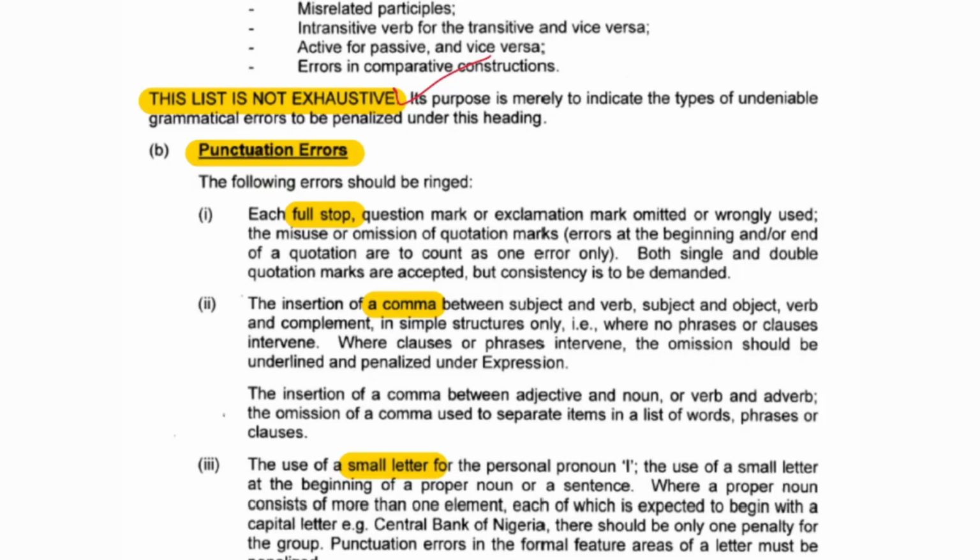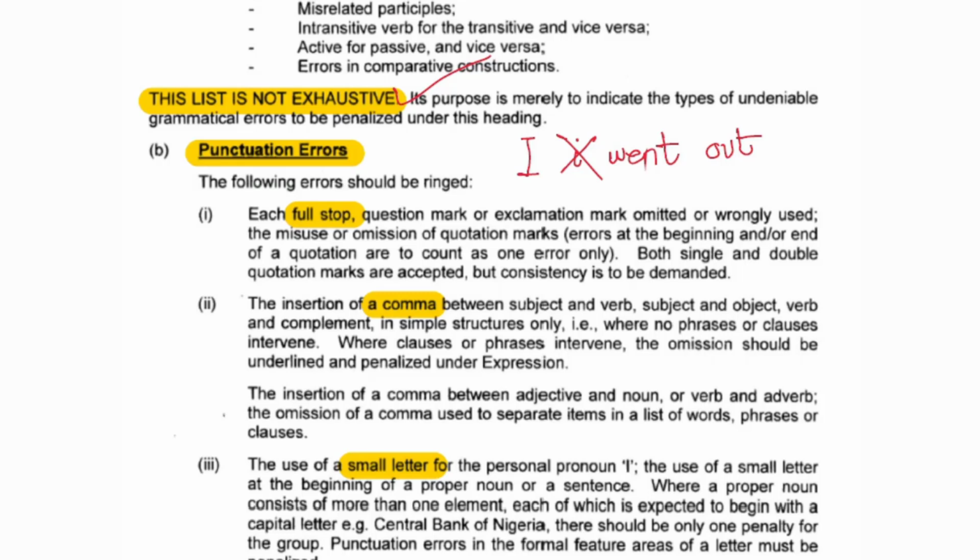How do you use capital and small letters? The use of a small letter for the personal pronoun I is being taken very seriously by WAEC. For example, he said, I went out yesterday. You don't write i went out like this. This is definitely wrong. That is a capital I because it's the personal pronoun.